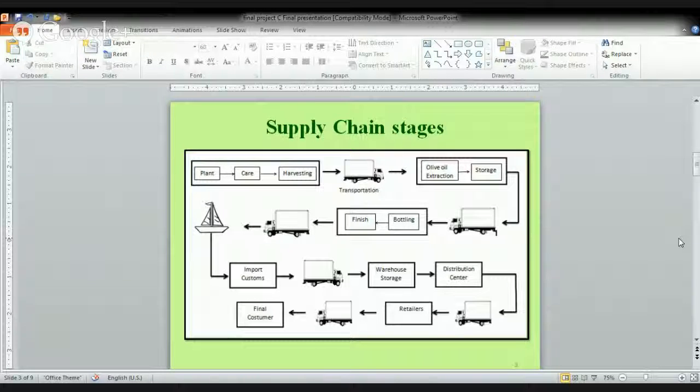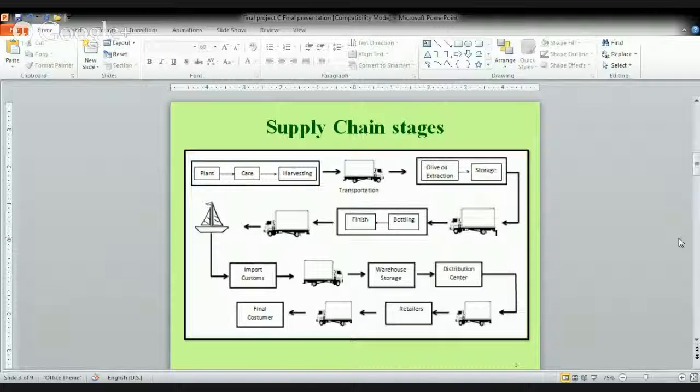The third phase is the distribution. This happens after the bottling stage, when the final bottles get packed and prepared for the export process to be shipped to the US. Once arrived and gone through import customs procedures, the batches of bottled olive oil are stored in the warehouse and then shipped directly to the distribution center.